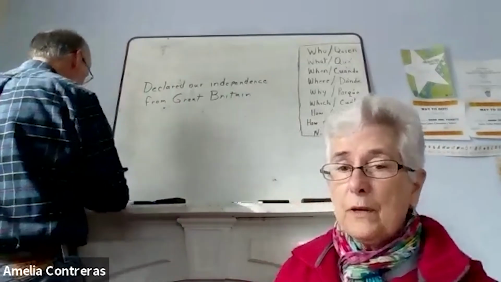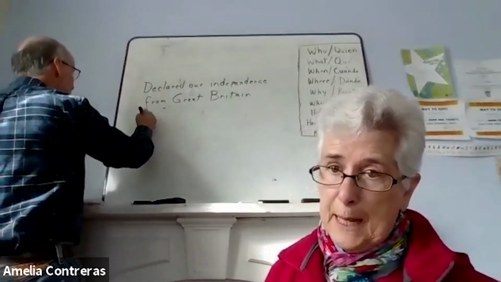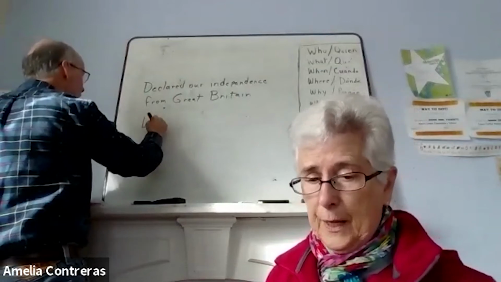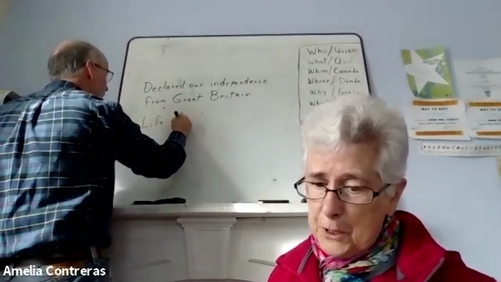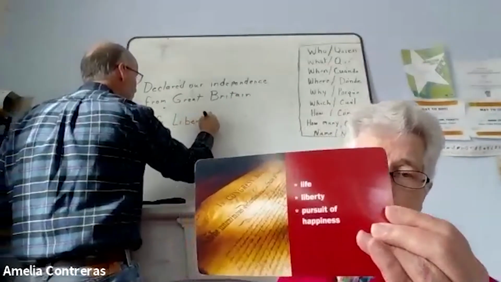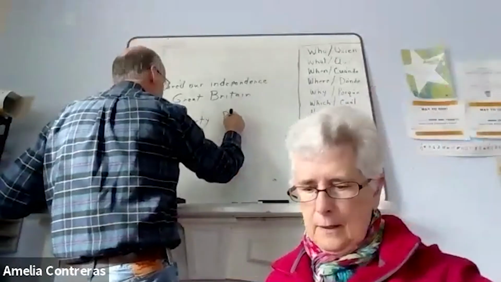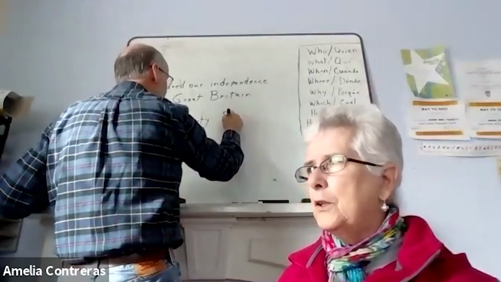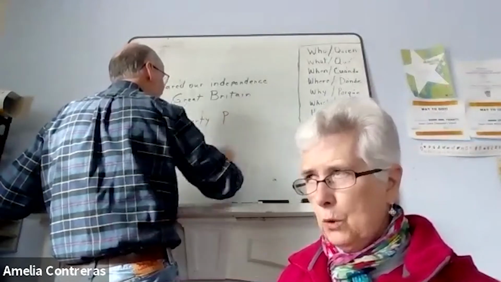Now, there are 3 rights listed in the Declaration of Independence. You're supposed to be able to name 2 of them. And they are life, liberty, and the pursuit of happiness. Life, liberty, and the pursuit of happiness. P-U-R-S-U-I-T.